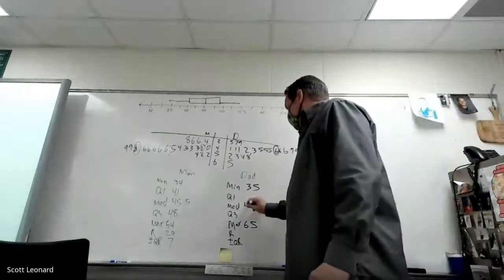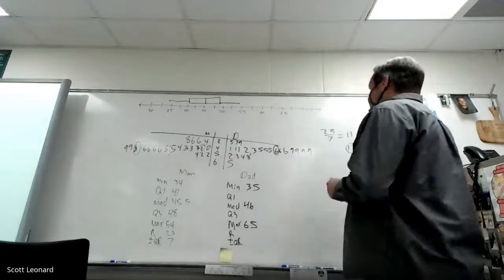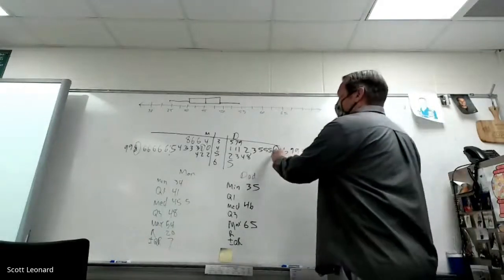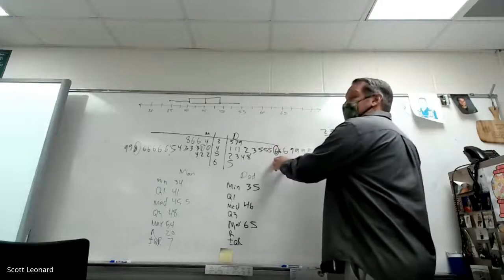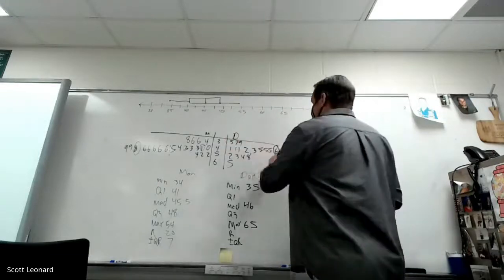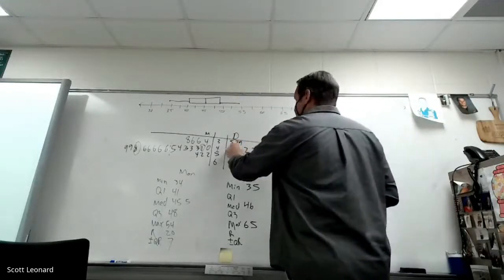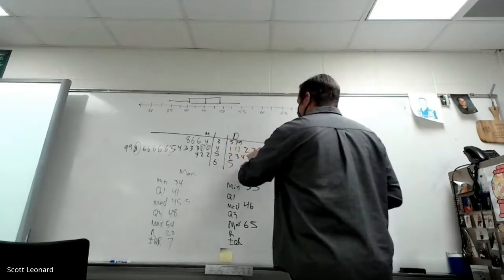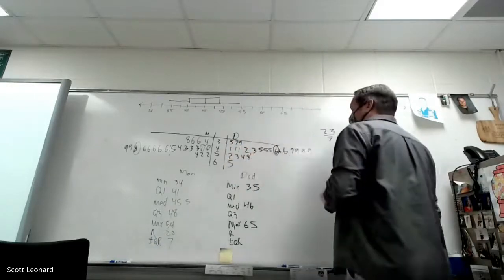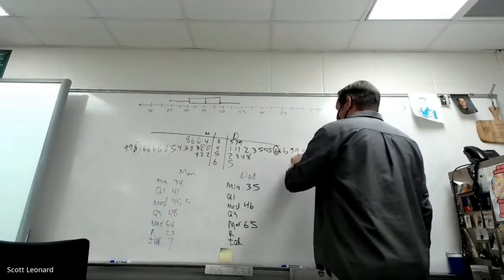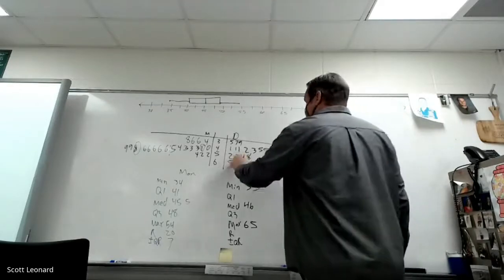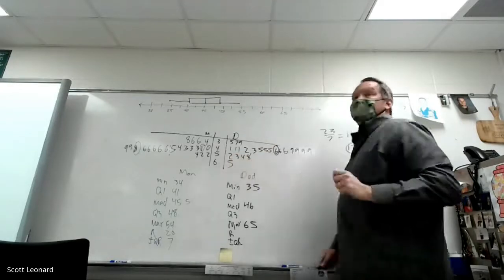46. How many numbers are before 46? This is the 12th. 11. I'll count them. 1, 2, 3, 4, 5, 6, 7, 8, 9, 10, 11. Let's double check the back half. 1, 2, 3, 4, 5, 6, 7, 8, 9, 10, 11.